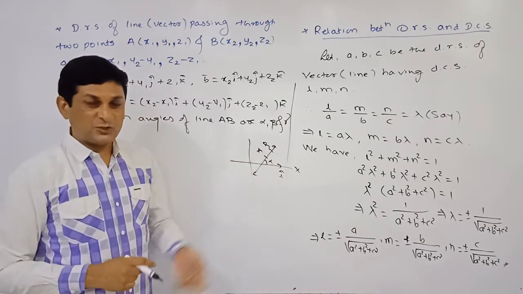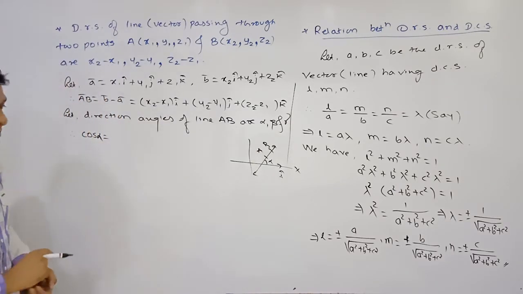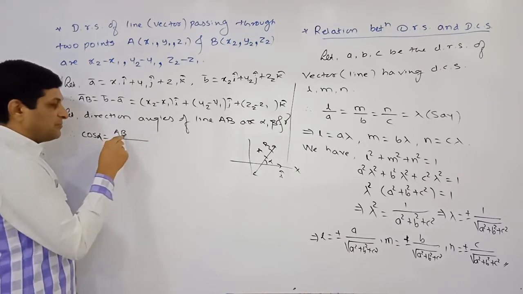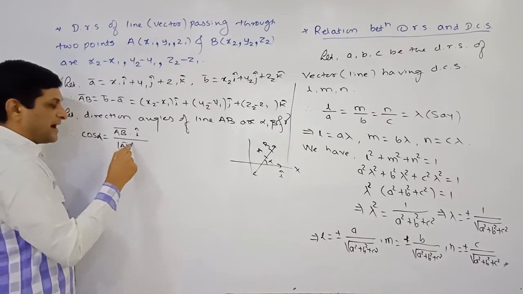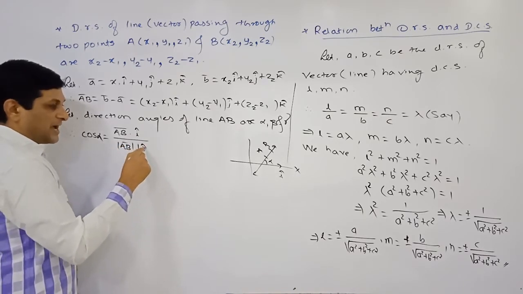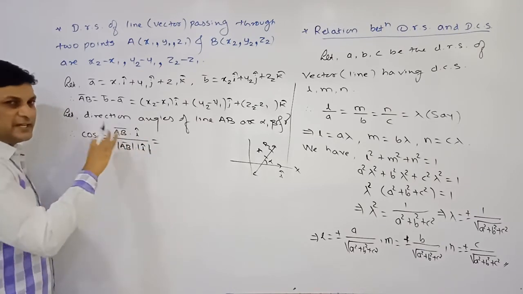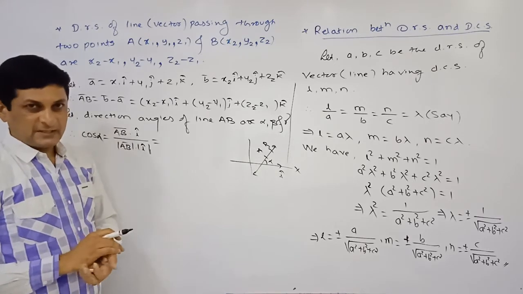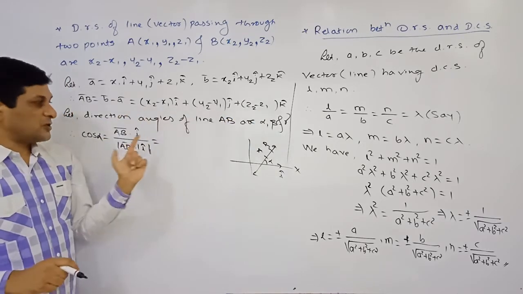The angle between these two vectors can be found using one result which you have studied in dot product. What is that result? AB bar dot i cap upon magnitude of AB bar into magnitude of i cap, isn't it? We have studied this result in dot product. Now we are taking the dot product of these two vectors. The value of AB bar is known to us, and we are taking its dot product with i cap.